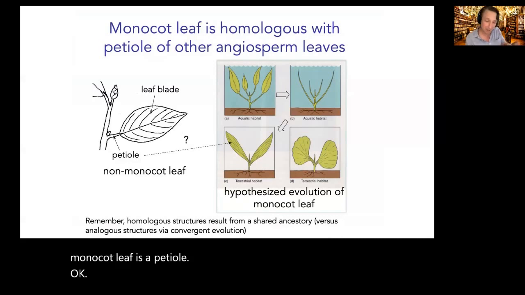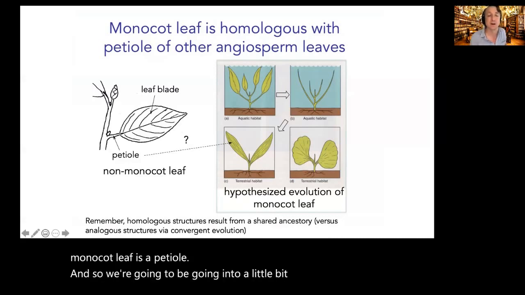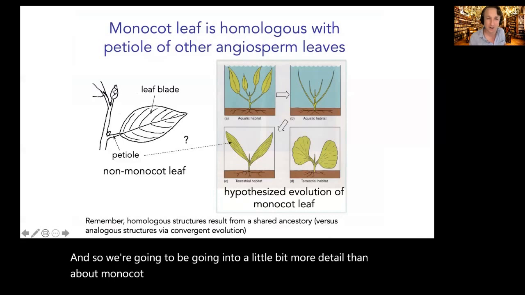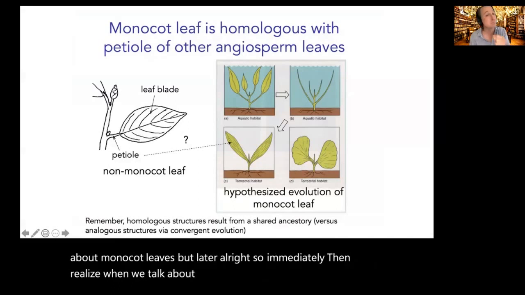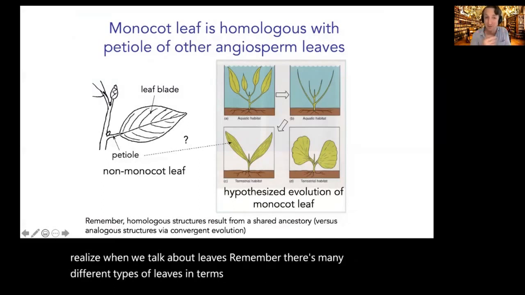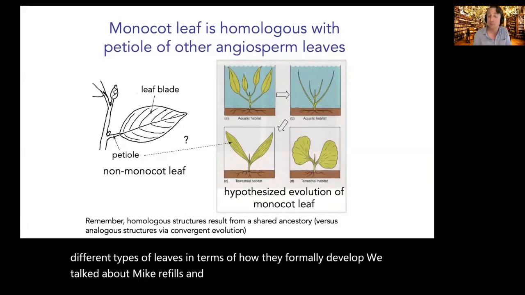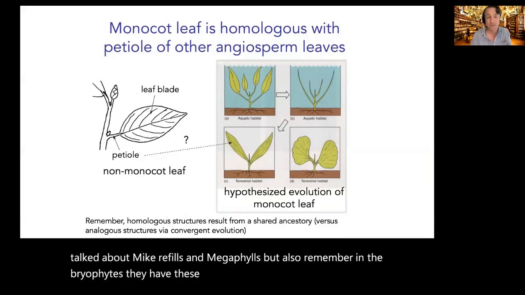And so we're going to go into a little more detail about monocot leaves, but later. All right, so realize that when we talk about leaves, remember there are many different types of leaves in terms of how they formally develop. We talked about microphylls and megaphylls, but also remember in the bryophytes, they have these leaf-like structures that are totally different.